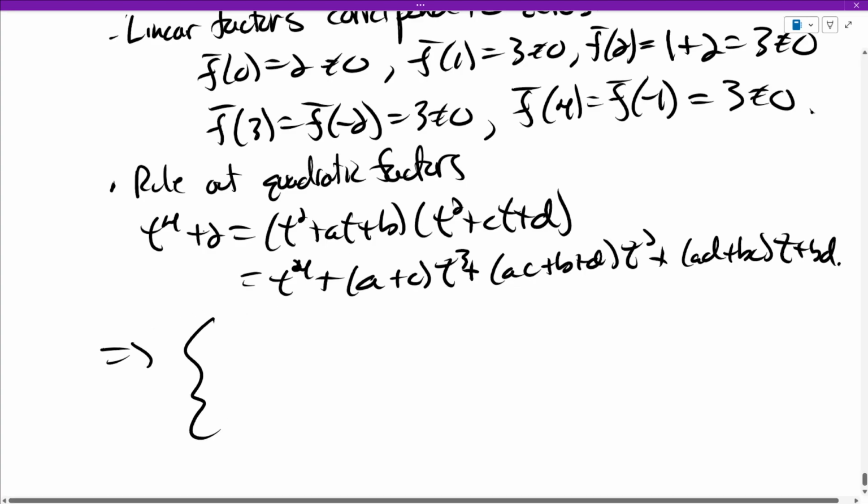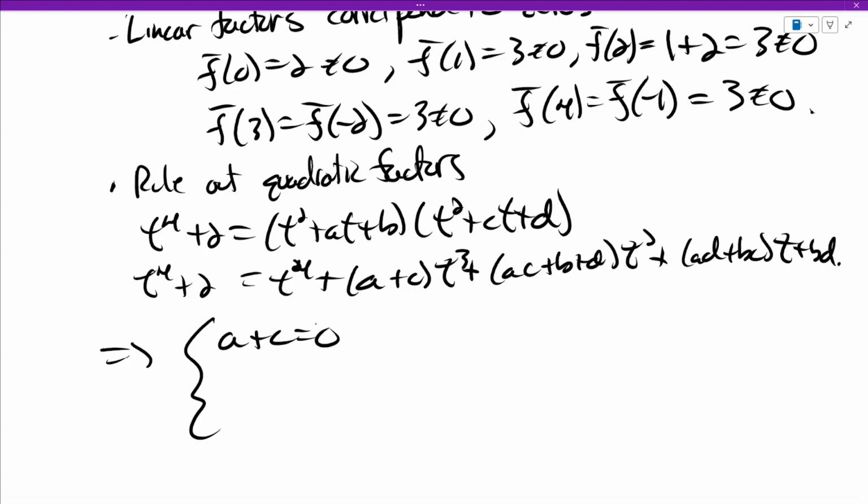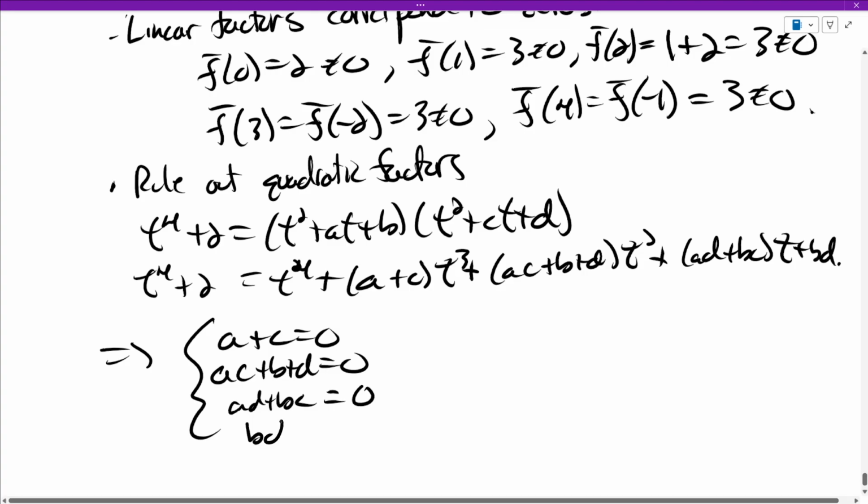All right, so what does this tell us? Well, there's no cubic guys in t to the fourth plus 2, so a plus c needs to be 0. There's no quadratic guys, so AC plus b plus d needs to be 0. There's no linear ones, so AD plus BC needs to be 0. And then the constant term is 2, so BD needs to be 2.